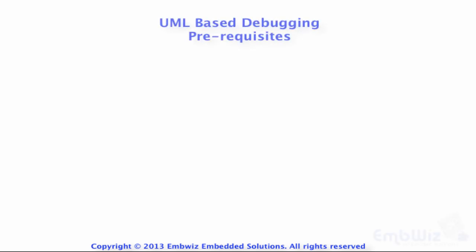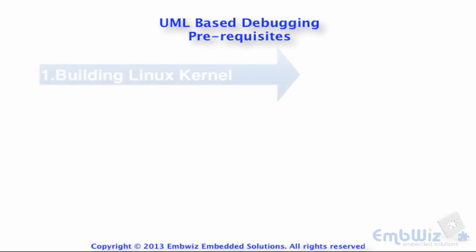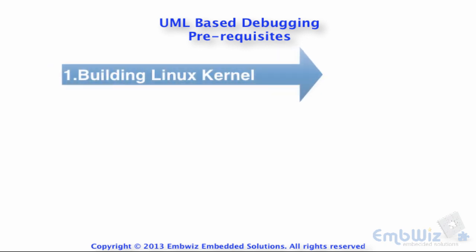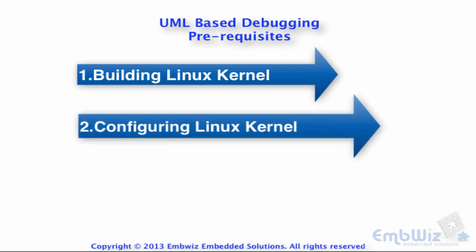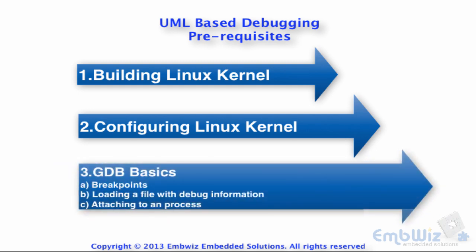Hi, for this session, before going to the demo session, we need to have certain prerequisites met. So let's see what those are. You should know about building the Linux kernel. That's pretty important if you are going to build a UML image from your Linux source code. And you need to know how to configure the kernel because we have to enable a few options here and there if required. And third, you need to know about GDB.